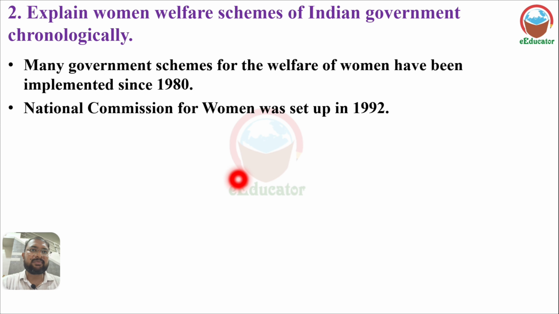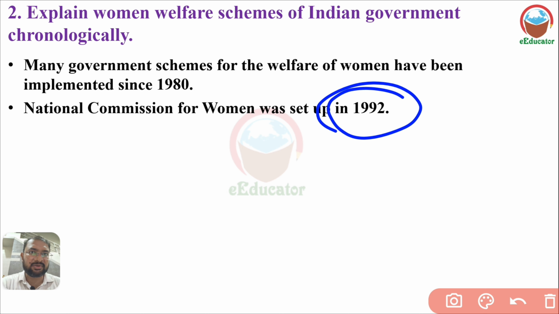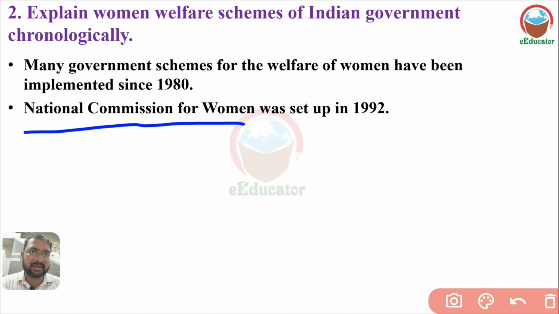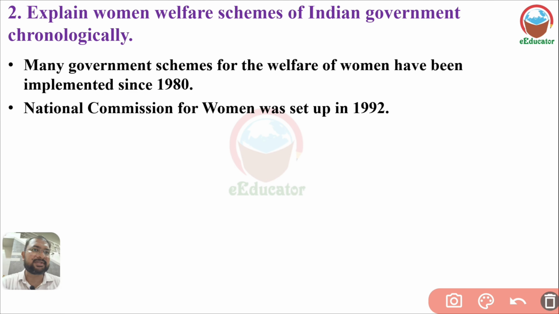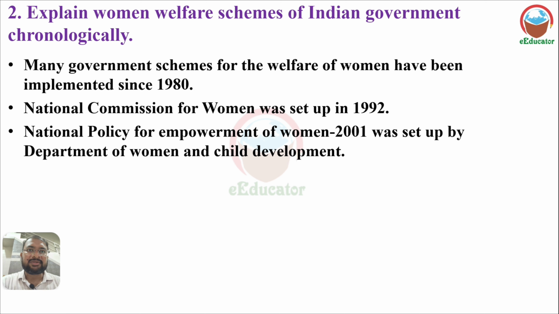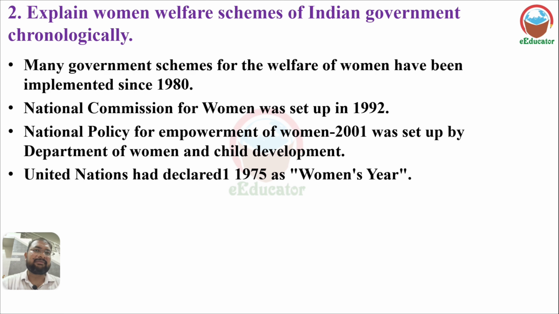National Commission for Women was set up in 1992. So in 1992, what was set up here? Remember this one, National Commission for Women. It was set up in 1992. National Policy for Empowerment of Women 2001 was set up by the Department of Women and Child Development. So this women's policy was set up in 2001, by the Department of Women and Child Development here.